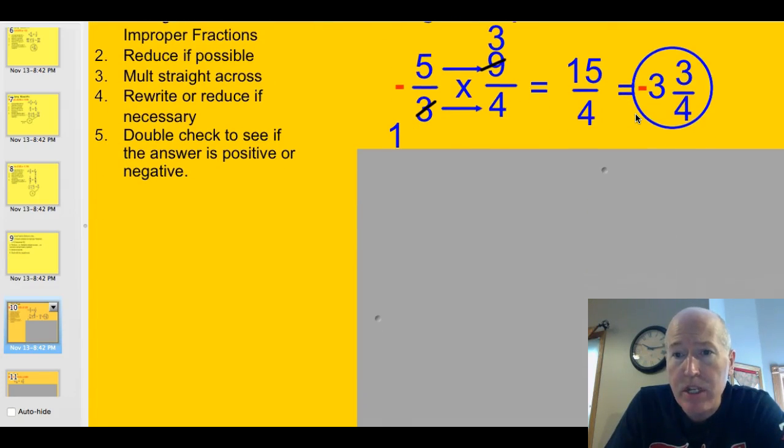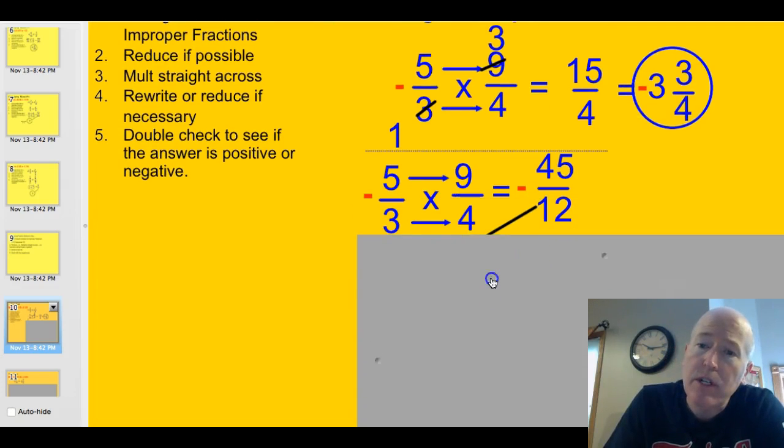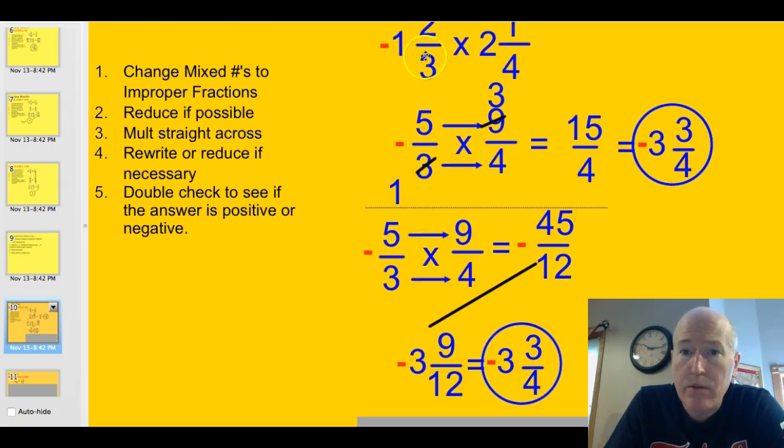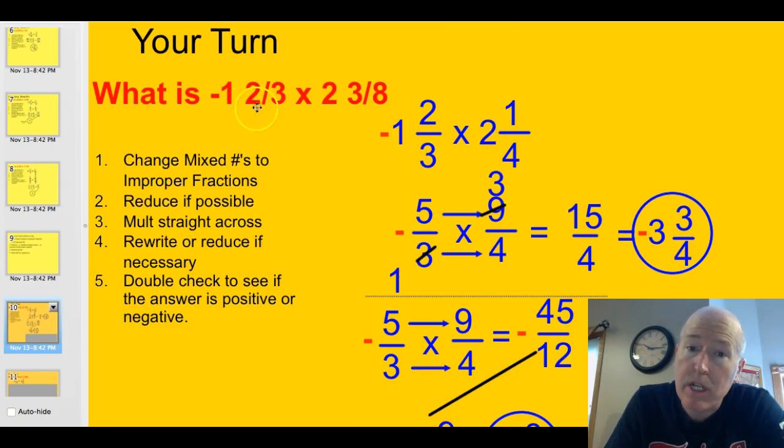Now, in case you didn't cross reduce there, I also did it the other way as well. 1 times 3 is 3, plus 2 is negative 5 thirds. 2 times 4 is 8, plus 1 is 9 fourths. Multiply straight across. You have negative 45 twelfths, which you can reduce down into negative 3 9/12, or a negative 3 3/4. Your answer is the same. Double check to make sure you kept the negative all the way through. So it was a negative times a positive.